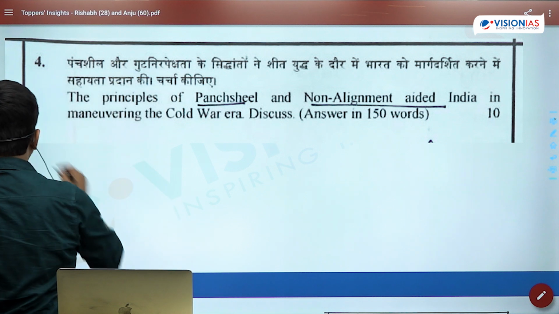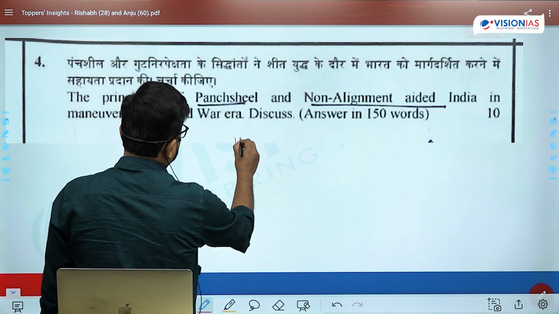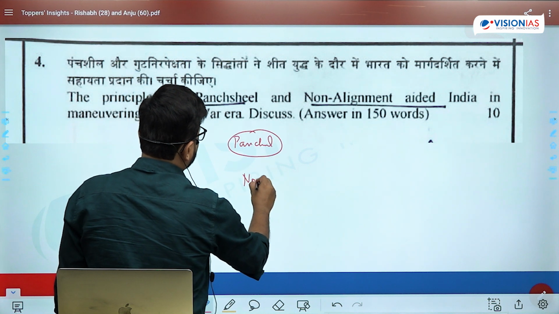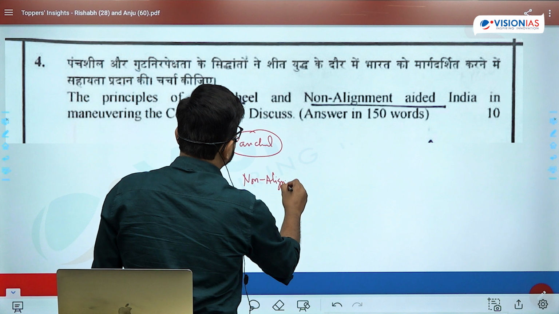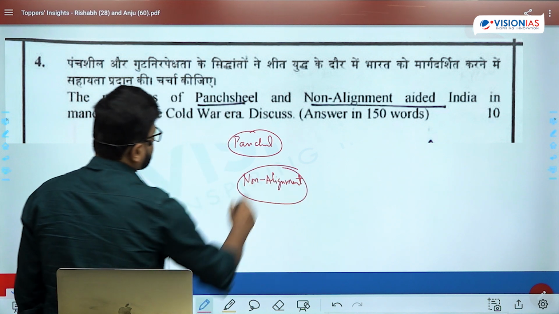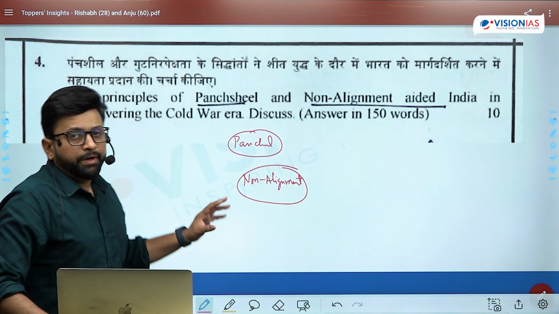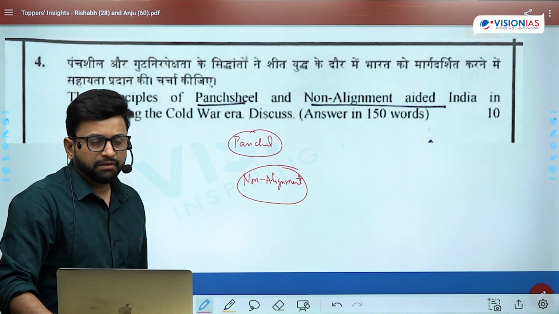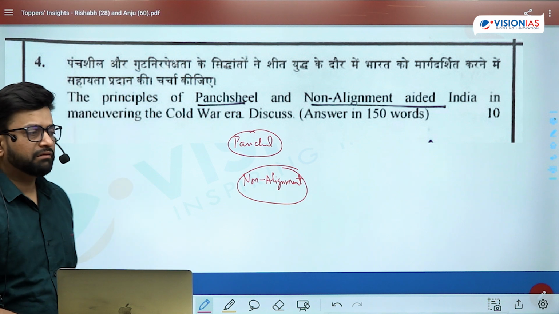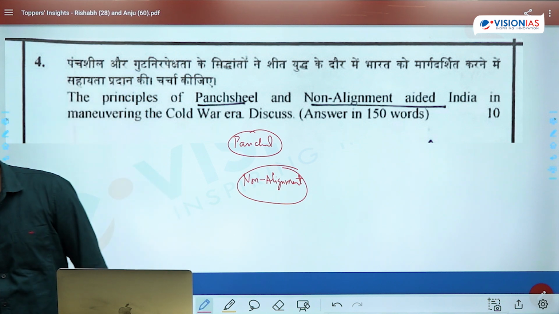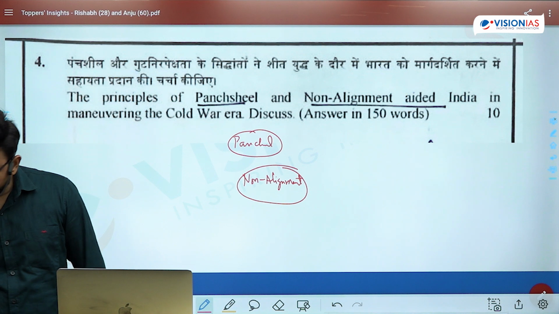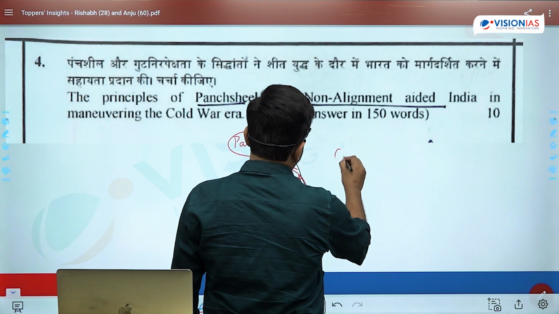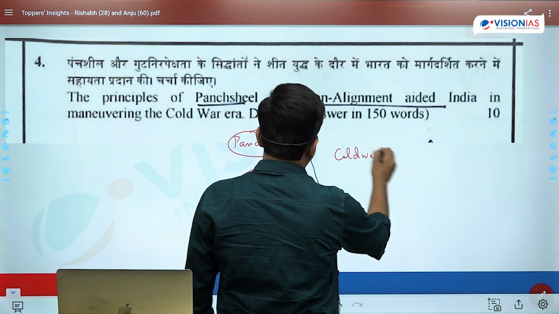So here we have to identify how Panchsheel on one hand and non-alignment on the other helped India. Now you should notice that it is not talking about the non-alignment movement, it is talking about non-alignment. Non-alignment is a principle, and the non-alignment movement is a sort of an organization, a formal cooperation. So here, how are these things helping India in maneuvering the Cold War?